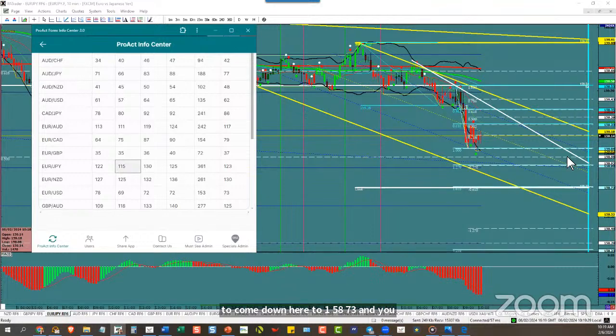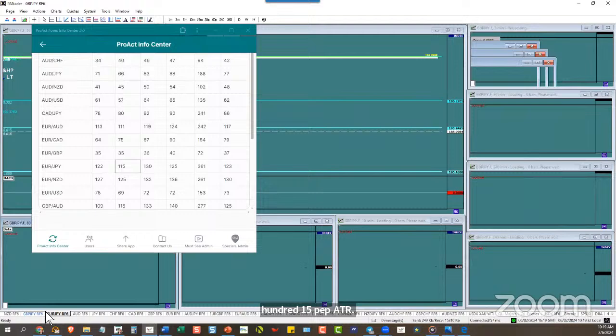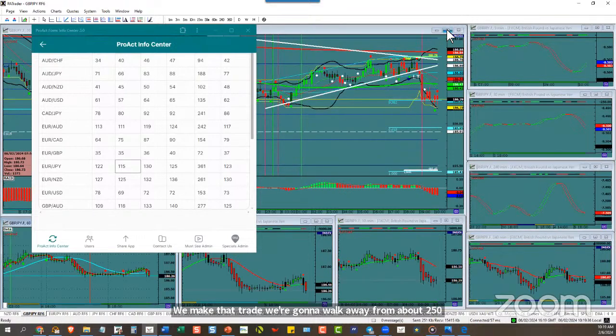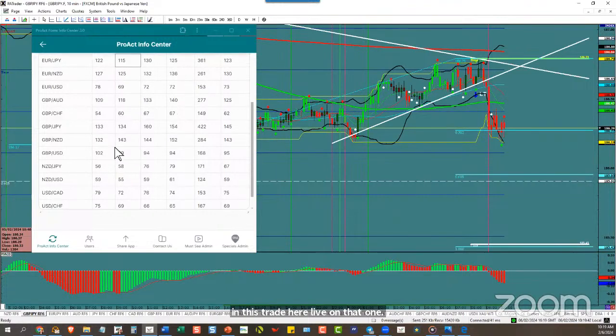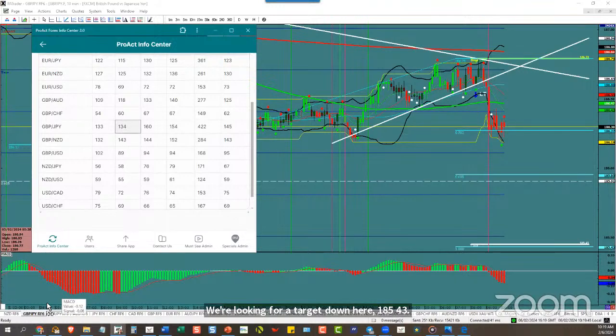We make that trade, we're going to walk away from about 250 pips, folks, if it goes. All right, we're already up, so we're in good shape. Same thing with pound yen. We're in this trade here live on that one. We're looking for a target down here, 185.43. Pound yen has an ATR of 134 pips a day.